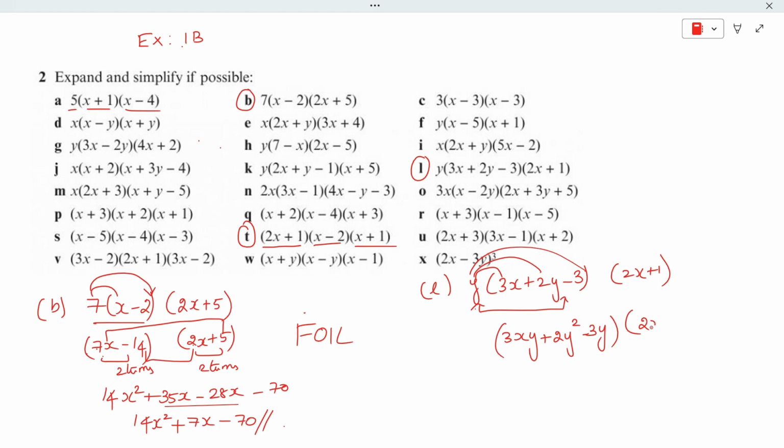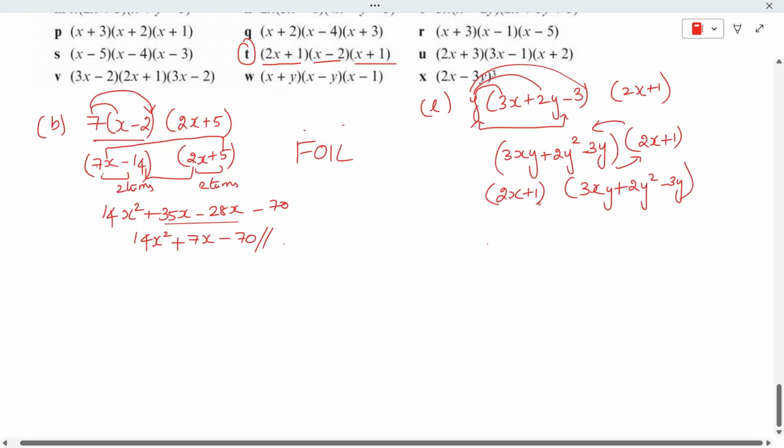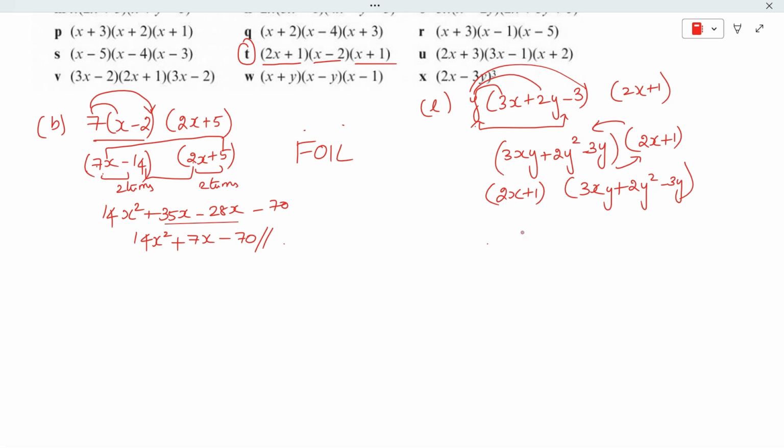Now I am going to multiply with the last expression, which is 2x plus 1. Here I cannot use the FOIL method because the first expression has three terms. Clear? So I can swap the terms so that it is easy for me to split the terms and multiply. Okay, so I'm swapping the terms. Now we cannot use the FOIL method because there are three terms here. So I'm going to split the first expression and multiply with the second expression. So 2x times the second expression, 3xy plus 2y square minus 3y, and the second term is plus 1, multiplying with the second expression, 3xy plus 2y square minus 3y.